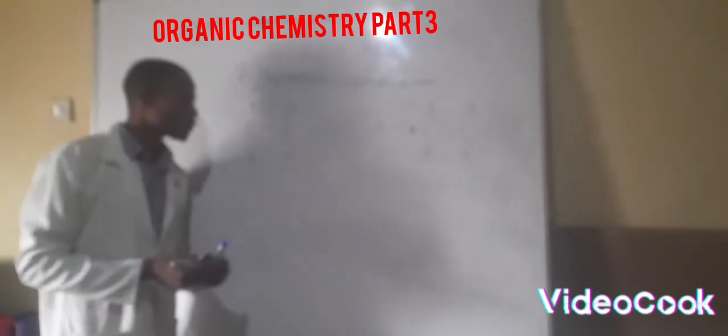So the name of an alcohol depends on the alkene which we have used. So this is ethanol. That is ethanol.